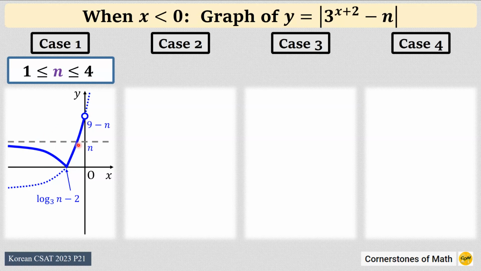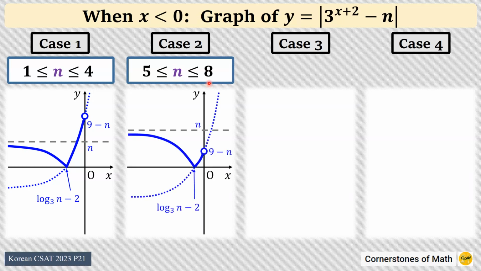Anyway, here we have our graph, now only defined when x is negative. So this y-intercept is 9 minus n, the x-intercept is log base 3 of n minus 2, and this asymptote is y equals n. When n is in this range, the y-intercept is located above this asymptote. But things get slightly different when n becomes larger. For example, now we have n from 5 to 8. Then the graph becomes something like this.